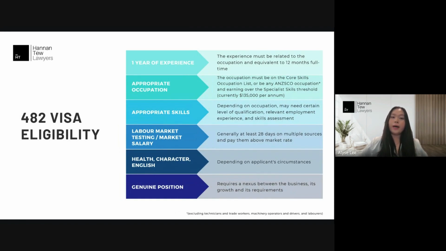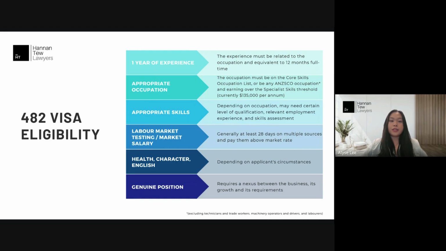With the visa requirements, a majority of the criteria still remains the same. The biggest change that we've noticed, as I mentioned earlier in the session, is that the work experience requirement that the main applicant has to meet has decreased from 2 years to 1 year. So that's a total of 12 months. And it can also now include casual employment.